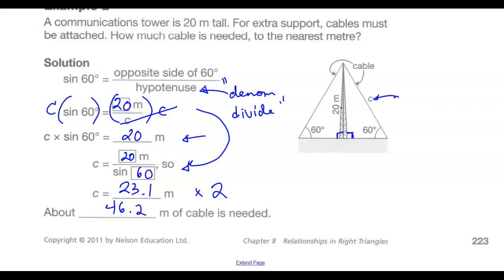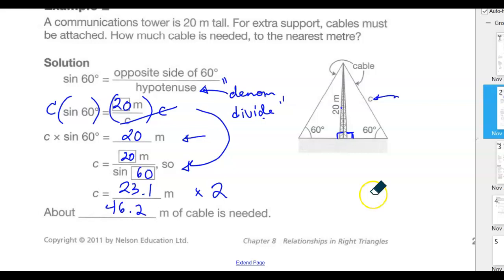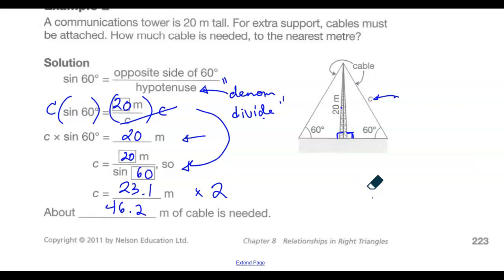So if your unknown's in the denominator, you divide. If your unknown's in the numerator, you multiply. Just remember it. And you're always dividing by the sine ratio or multiplying by the sine ratio or whatever trig ratio, because there's more than one. Okay, so that's the sine ratio.